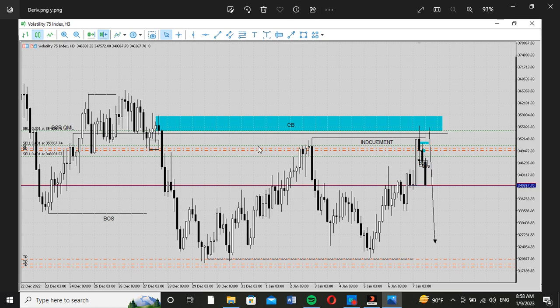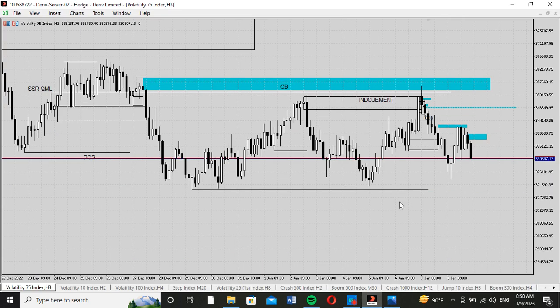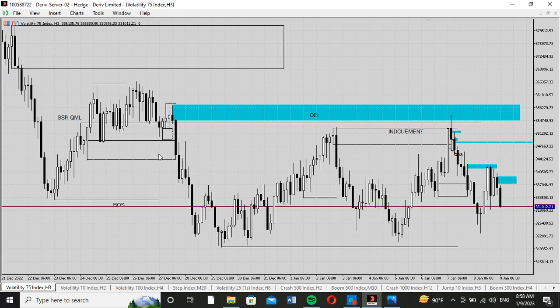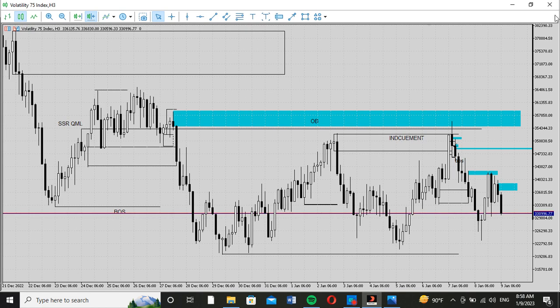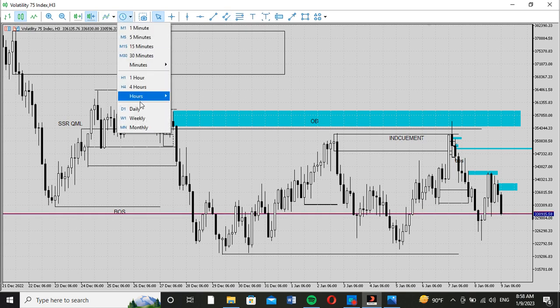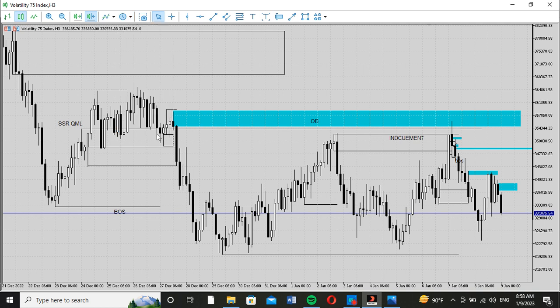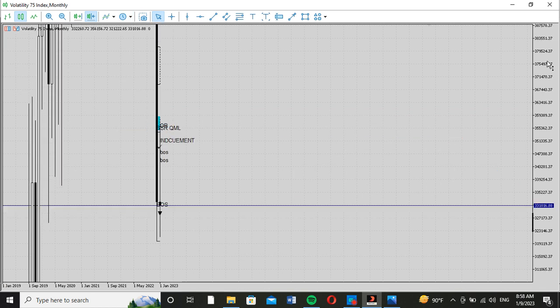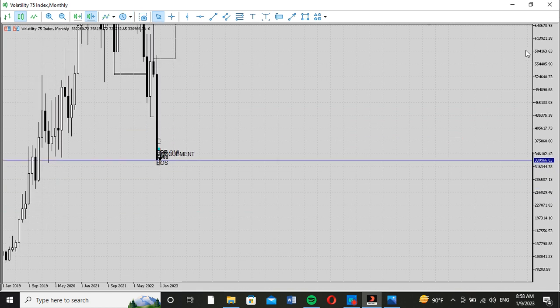Now we go to our chart. So this is the trade right here, and I'll explain everything that I did here. First of all, like I said in my previous video, the last video I posted about the market structure, you have to start your analysis from your higher time frame. You look at the bigger picture before you try to look at the lower picture. So I start my analysis on the monthly chart.